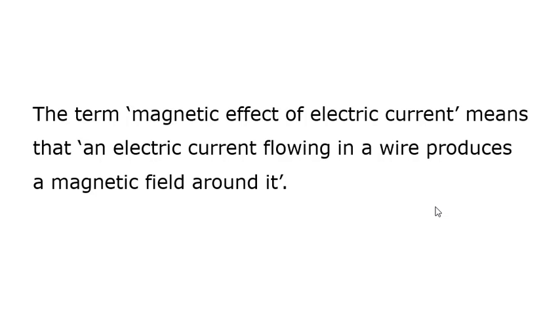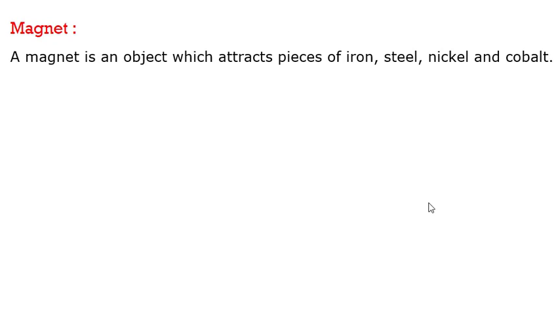So before we discuss in more detail, let us first understand what is a magnet, what is a magnetic effect. A magnet is an object which attracts pieces of iron, steel, nickel and cobalt. Magnets come in various shapes and sizes depending on their intended use. One of the most common magnets is a bar magnet. A bar magnet is a long rectangular bar of uniform cross section which attracts pieces of iron, steel, nickel and cobalt.